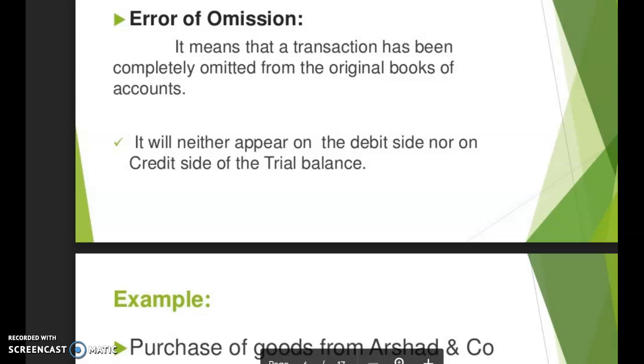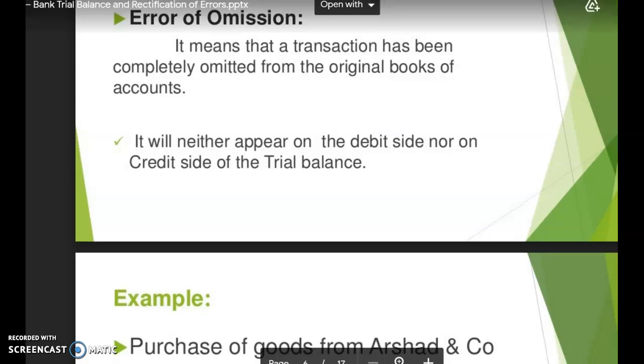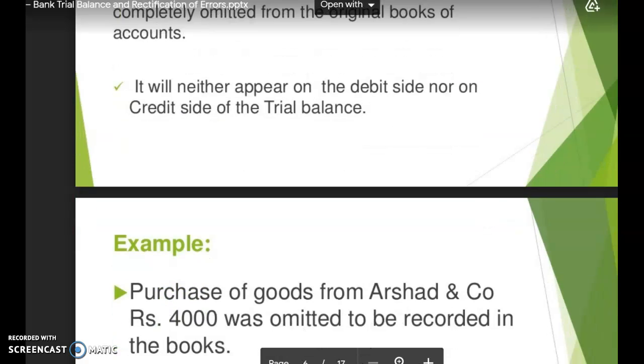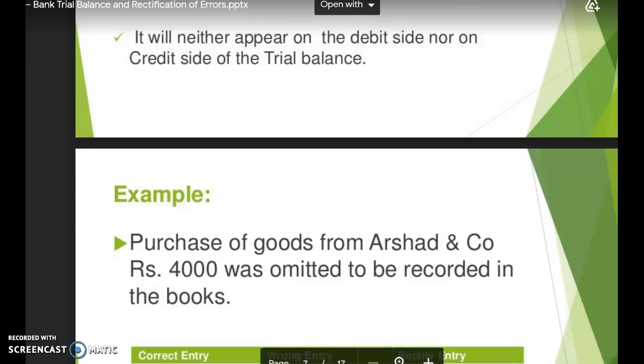The other type of error of omission is the partly omitted error, where only one aspect of the transaction is recorded and the other has not been recorded. So first we will learn how to rectify this error of omission, which is completely omitted and not recorded in the books of account. See here, the example states: purchase of goods from Arshad and Company, rupees 4,000, was omitted to be recorded in the books of accounts.